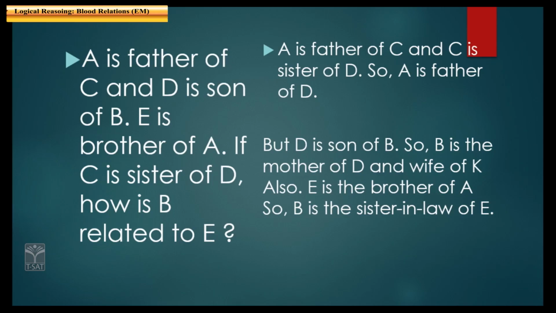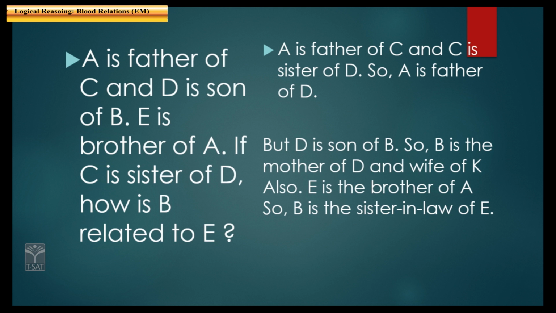A is the father of C, and D is the son of B, and E is the brother of A. If C is the sister of D, then how is B related to E? Once again you have to draw the family tree, then it is easy for you. A is the father of C and C is the sister of D. Then what is the relation between A and D? A is the father of D, it is very clear, and D is the son of B. So B is the mother of D and wife of A also.